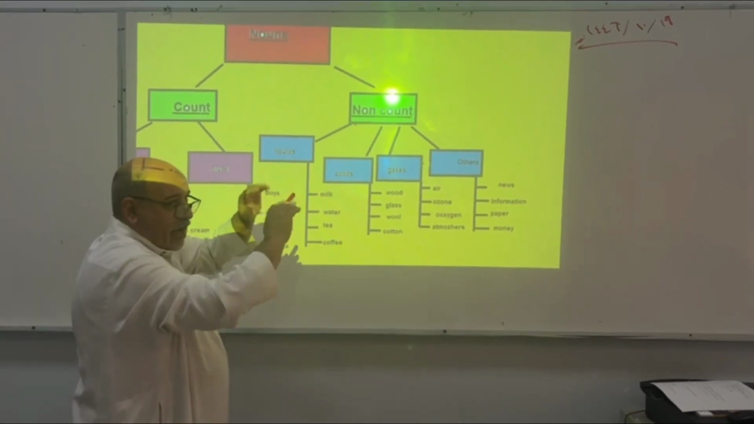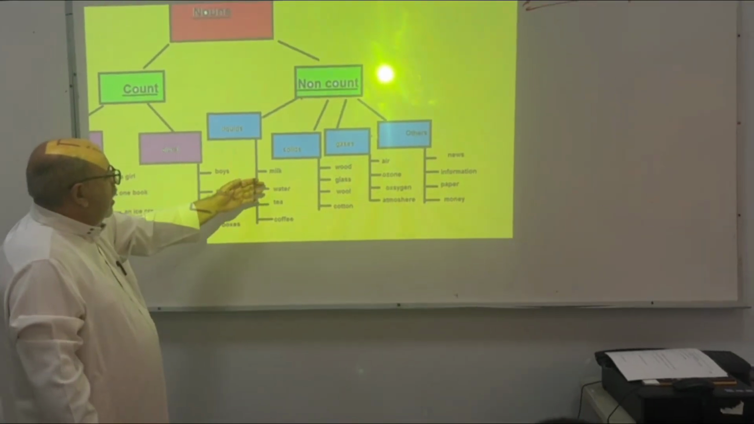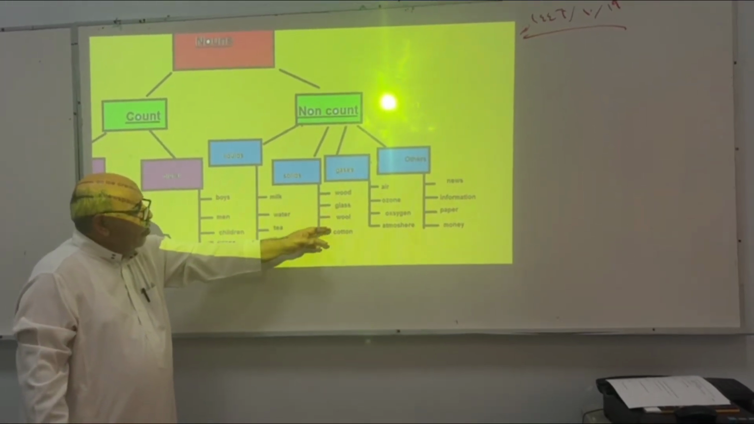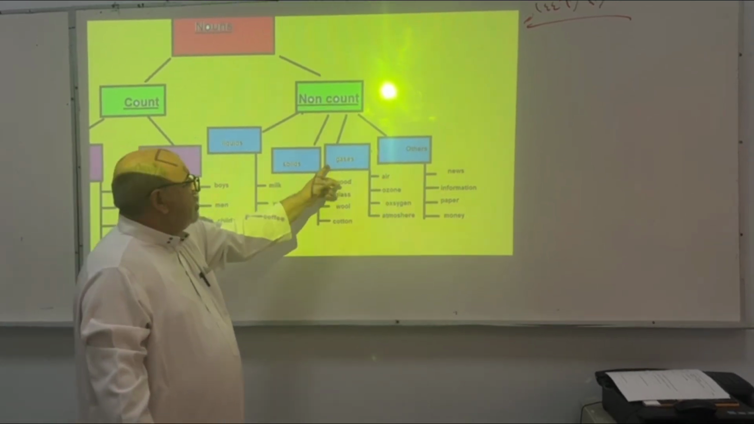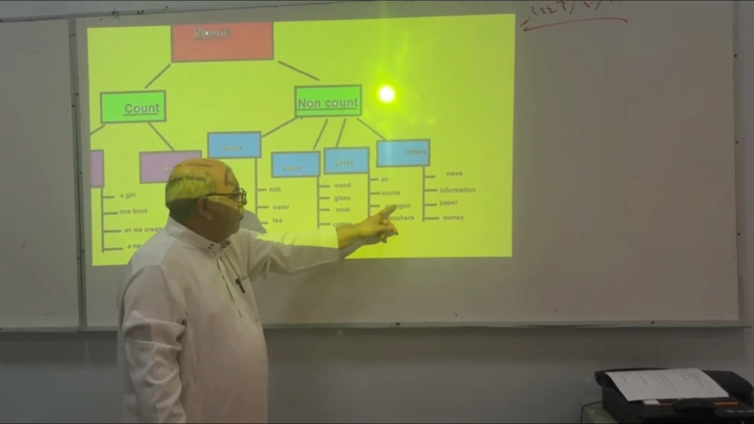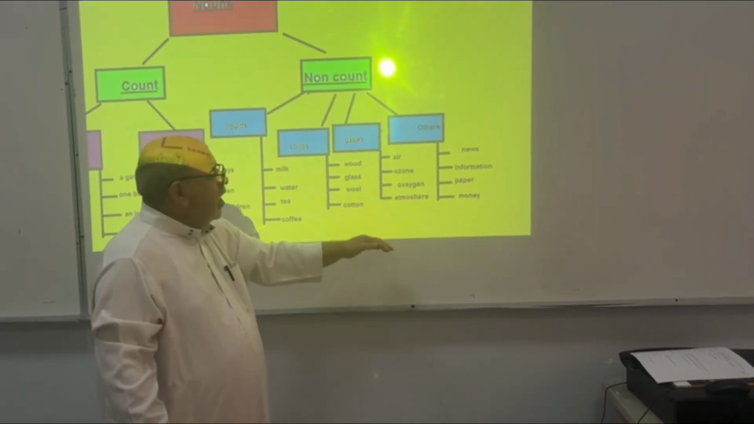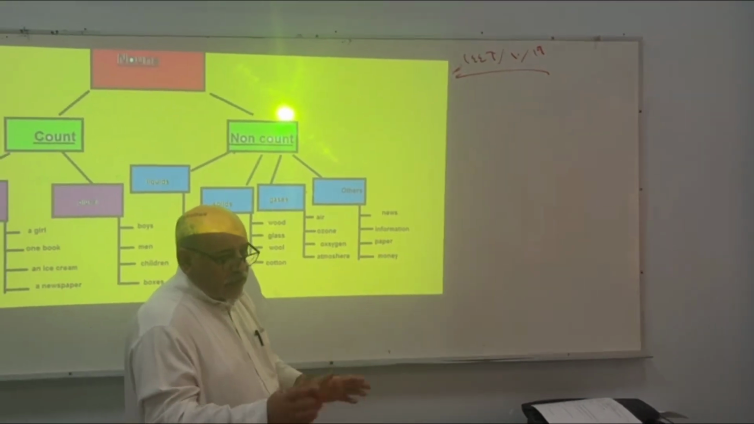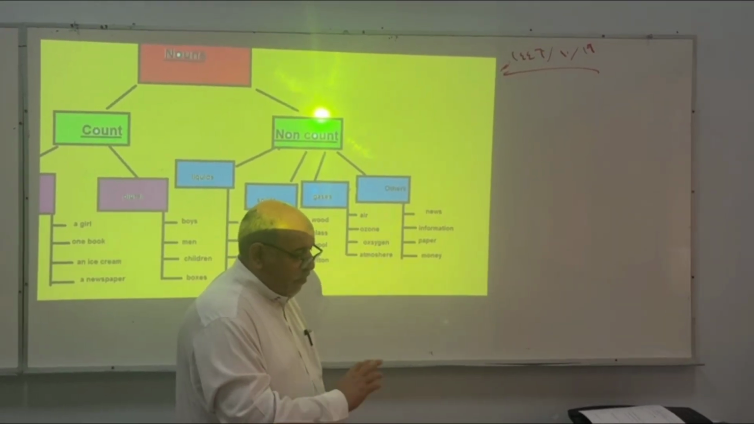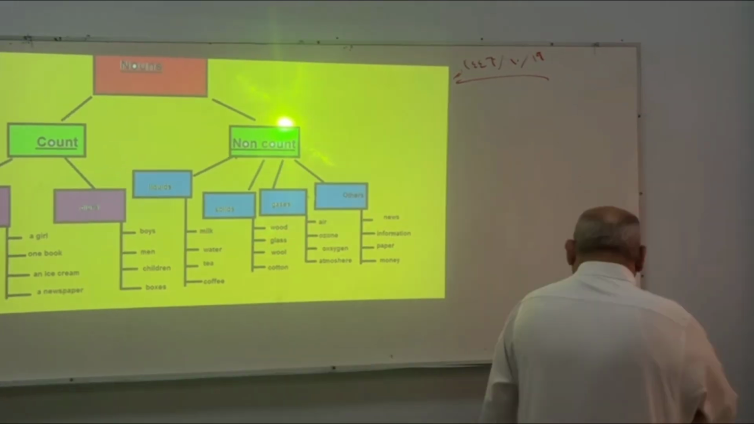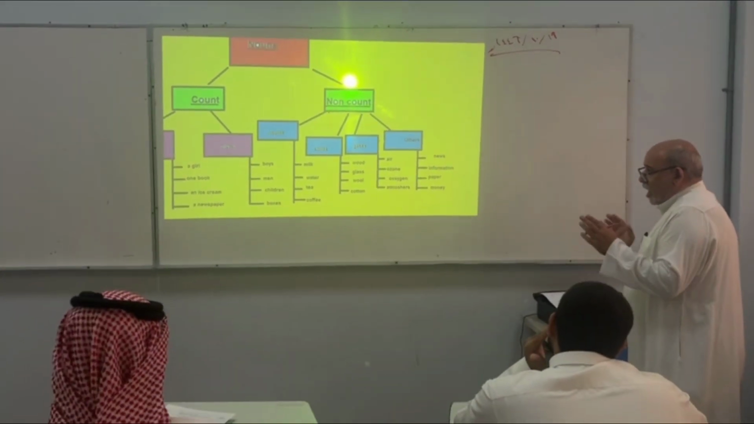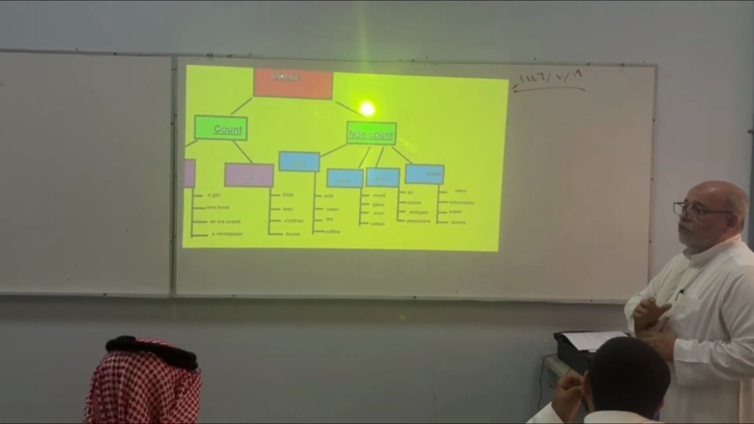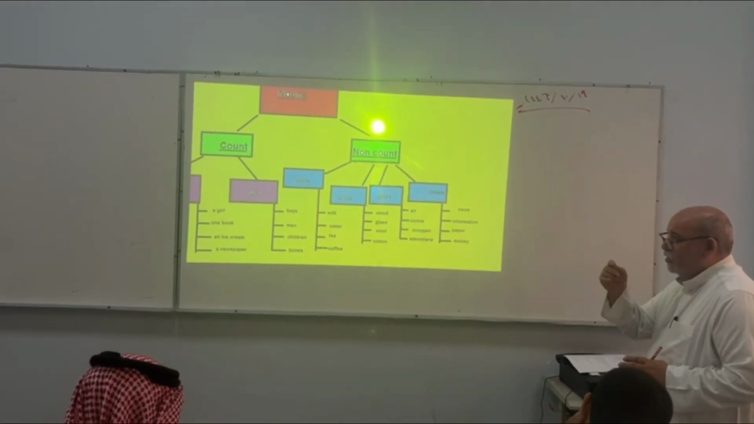While uncountable, we have liquids like milk, water, tea, coffee. We have solids like wood, glass, wool, cotton. We have gases like air, ozone, oxygen, atmosphere. And we have other words like information and money. Of course, paper and news: sometimes we have a paper according to the meaning. So this is how I can differentiate: if you can count, this is countable. If you can't count, this is non-countable.